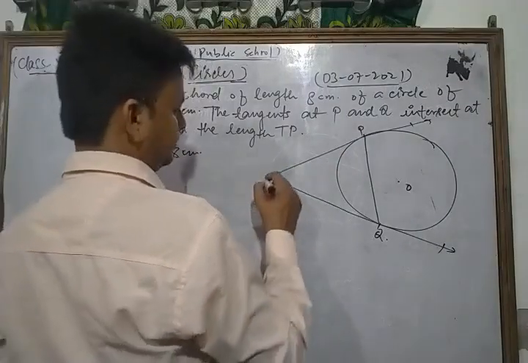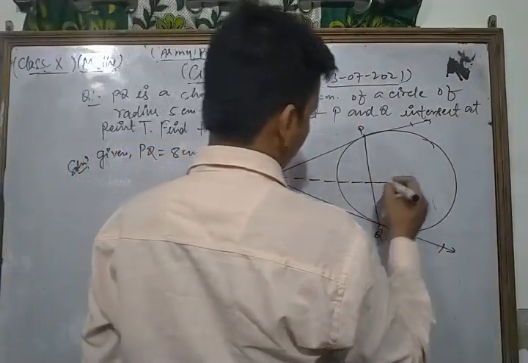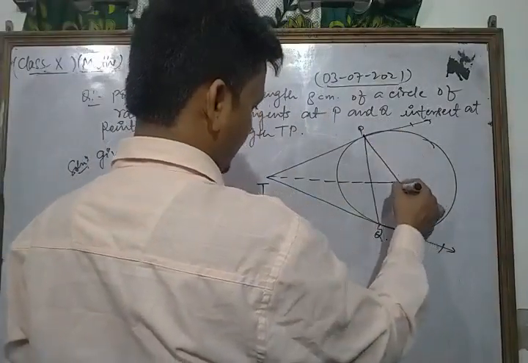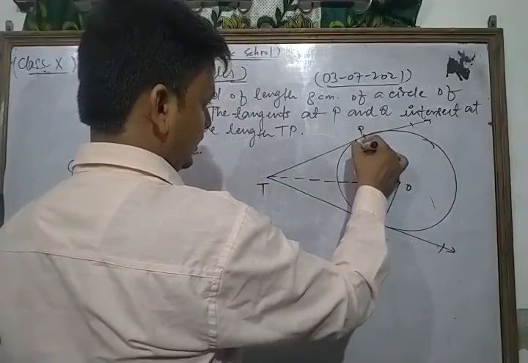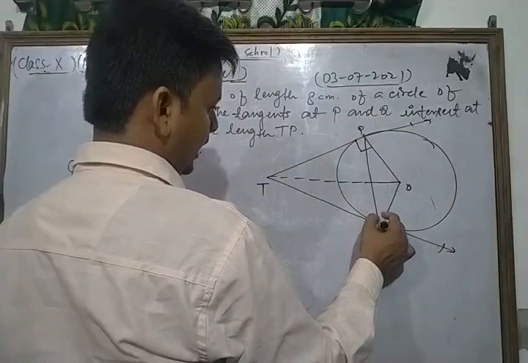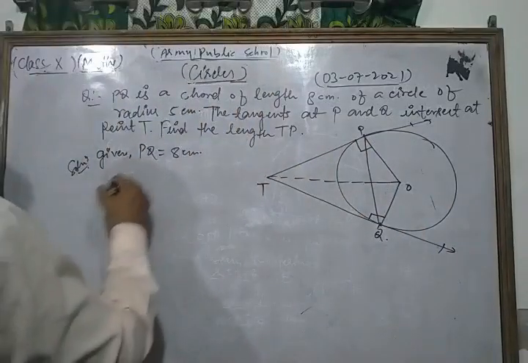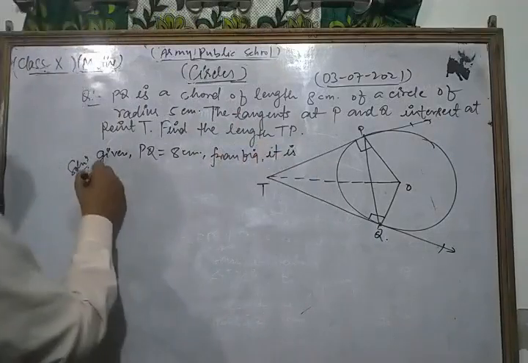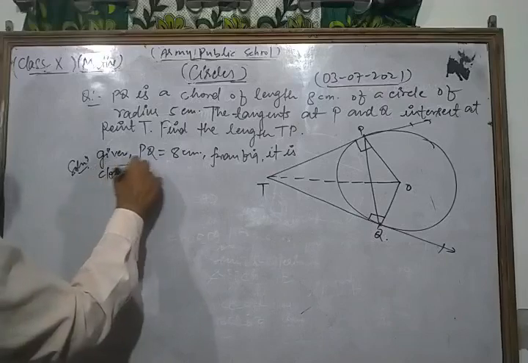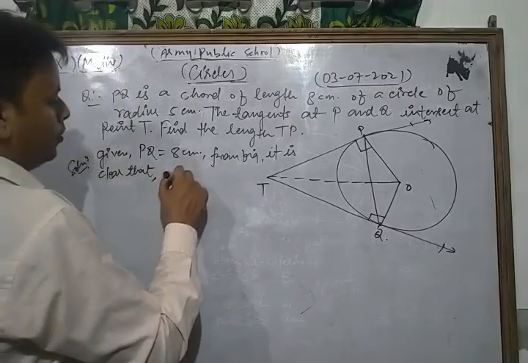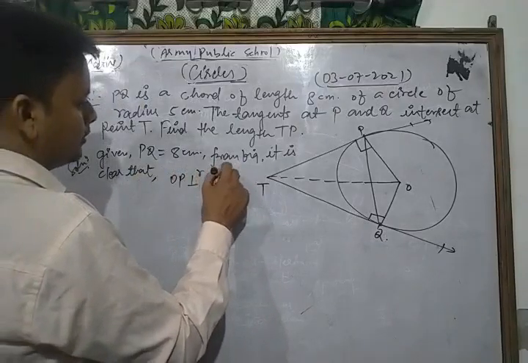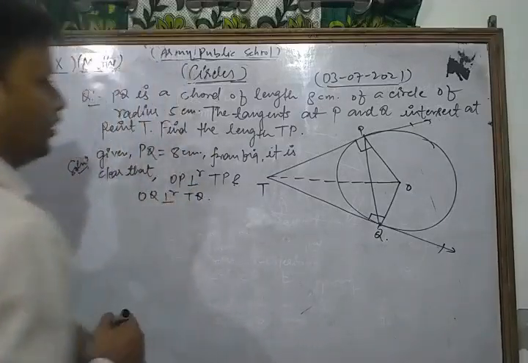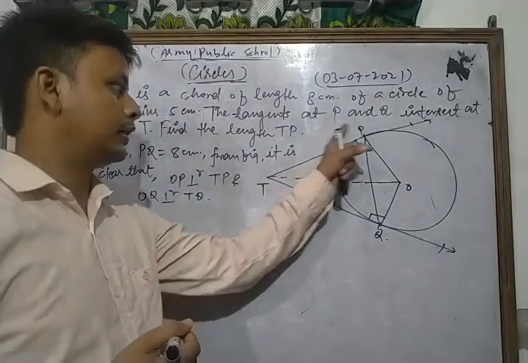Okay, now we join OT, and join OP and OQ. You know that the radius is perpendicular to the tangent. From the figure it is clear that OP is perpendicular to TP as well as OQ is perpendicular to TQ. What we find is the length TP.